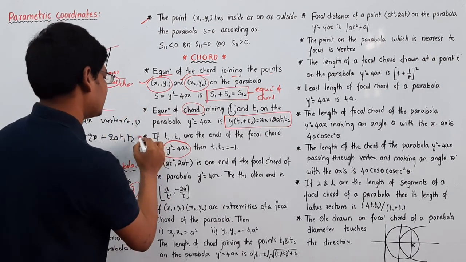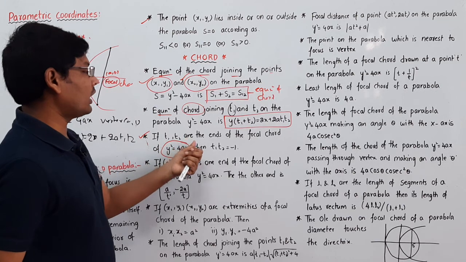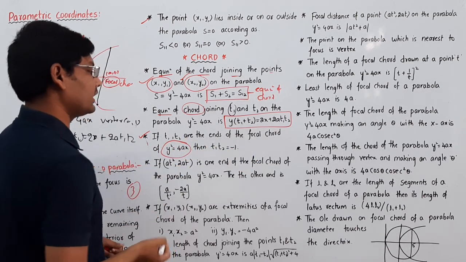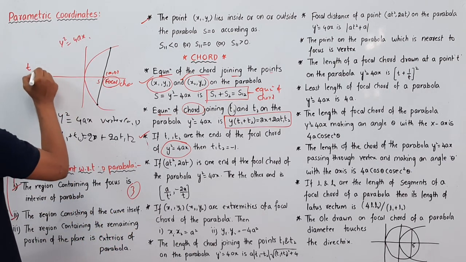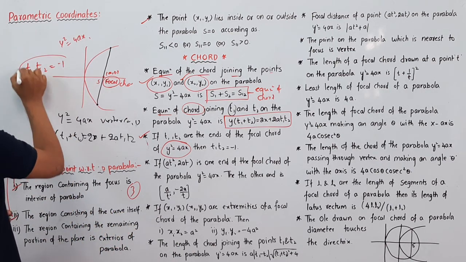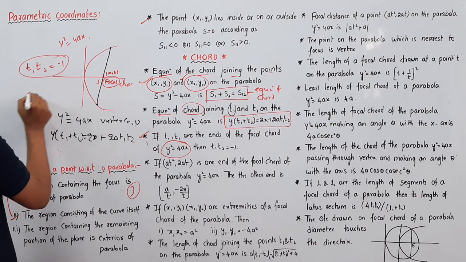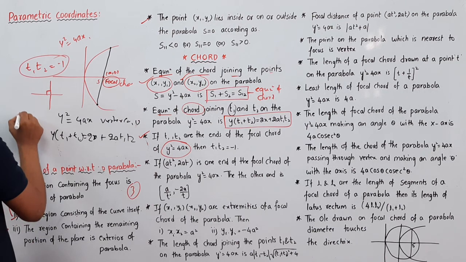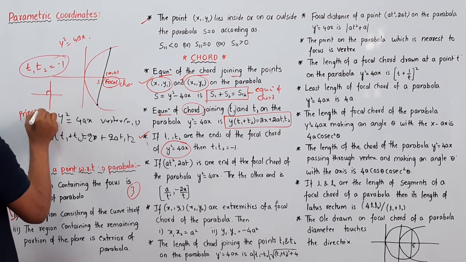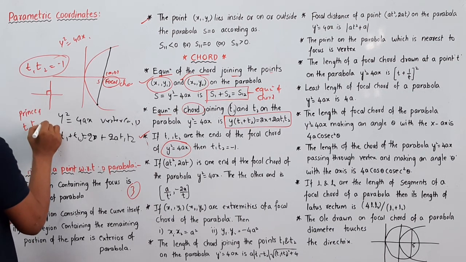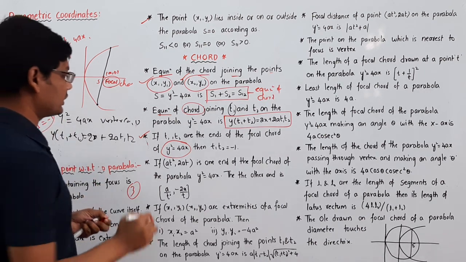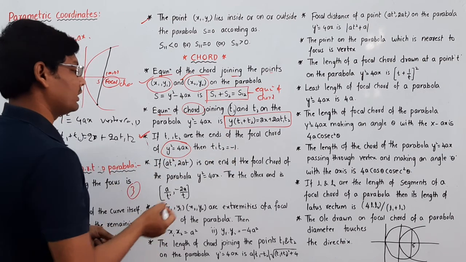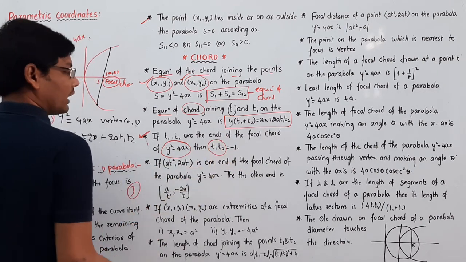So if T1 and T2 are end points of the focal chord of y square is equal to 4ax, then the condition is T1 times T2 is equal to minus 1. Why? Because this focal chord can be considered as perpendicular to the principal axis. So that's why the product of the T1 T2 values is minus 1. This is the point about T1 T2 as end points of a focal chord.